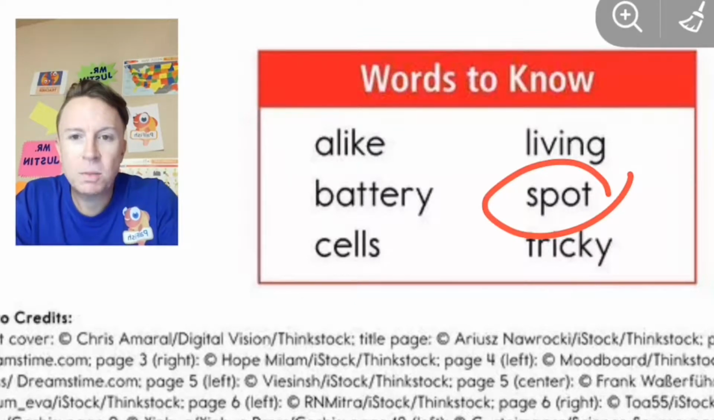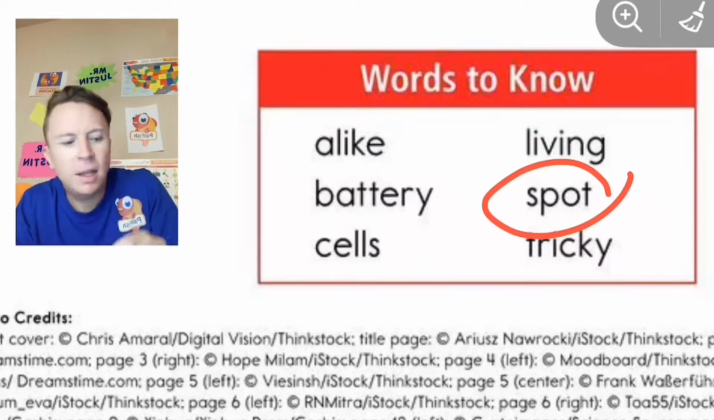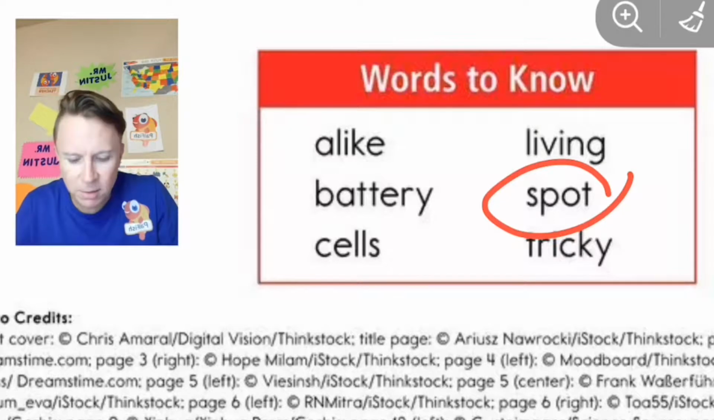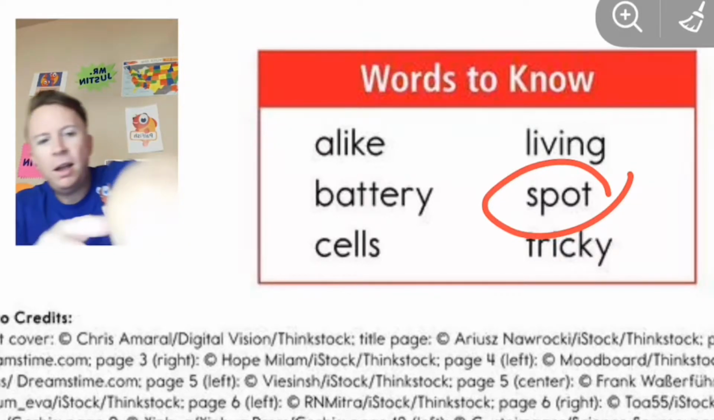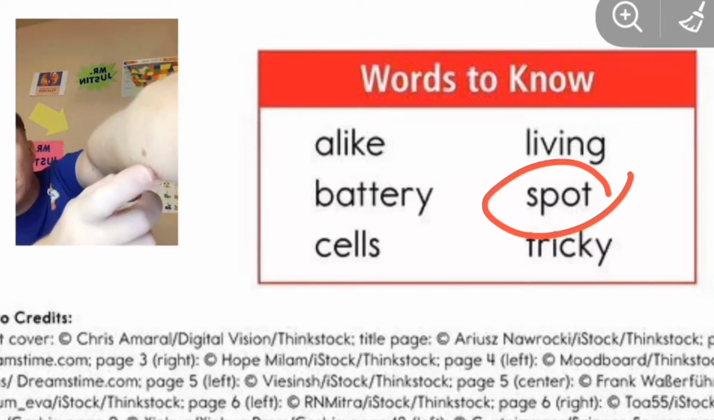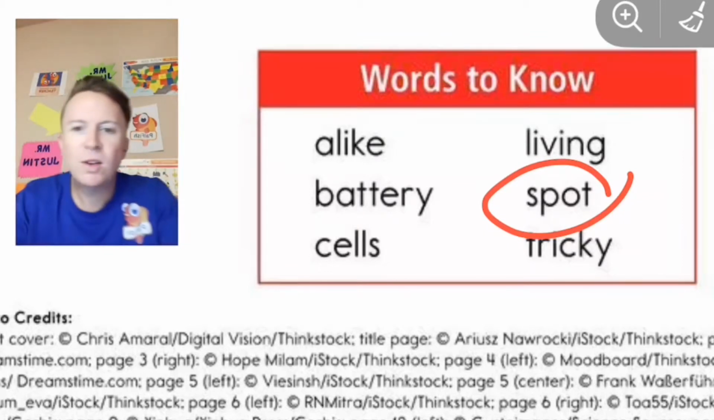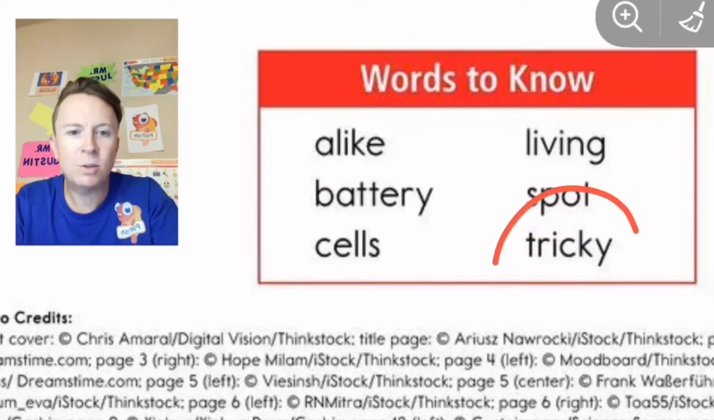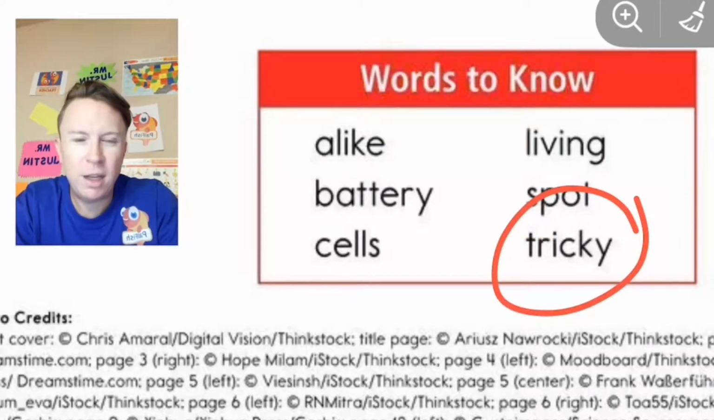Spot. A spot is like a particular point. So I have a spot right here on my wrist. Oh, and the last word is tricky. If something is tricky, it's a little bit hard. It's a little bit challenging. So those are some of the words to know as we go through this book.